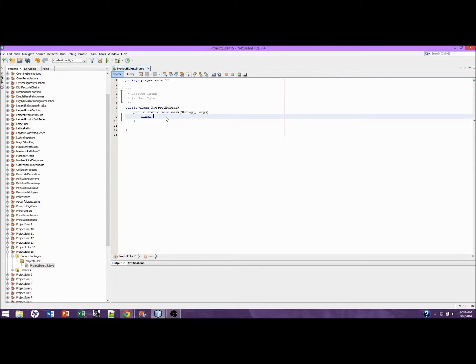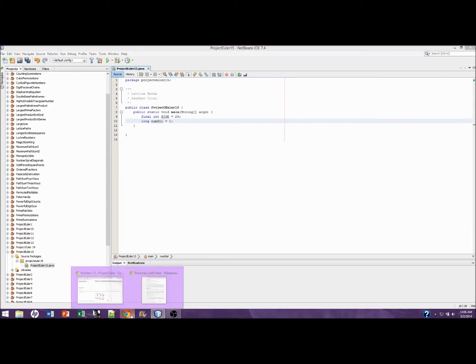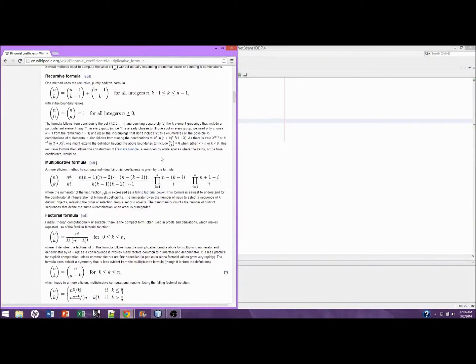We want a final int size, and that's going to be our grid size. And our grid size is 20. And then we need a num solutions. And that's going to equal 1 because it is a multiplicative formula. So you need to multiply it by something. If it's 0, it will always be 0.